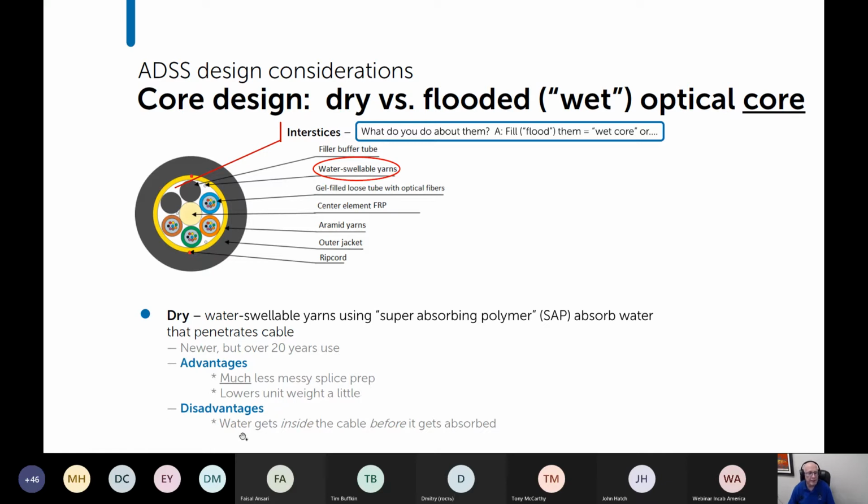But a big disadvantage, and that's that water is getting inside the cable before it gets absorbed. So the water is already inside the jacket before your super absorbing polymers get to work.